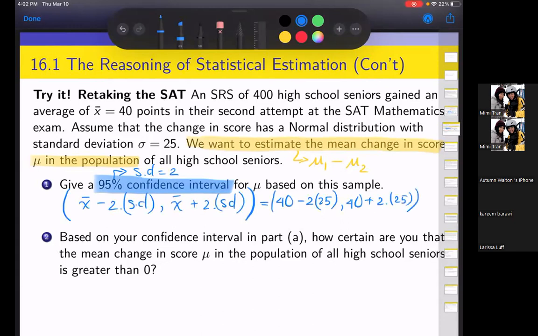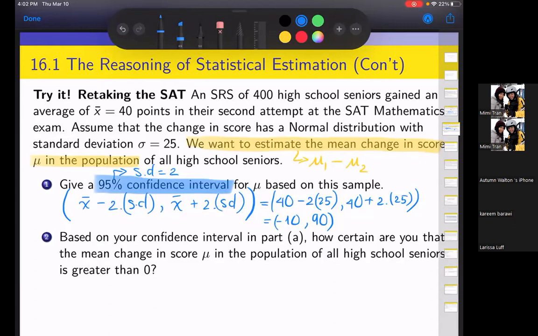40 minus 50 is negative 10. 40 plus 50 is 90. Wow, that's very large. The range is huge. What does negative 10 tell you? It did worse. Yeah, it got worse, right? Too bad.